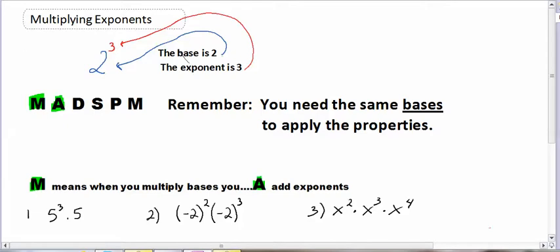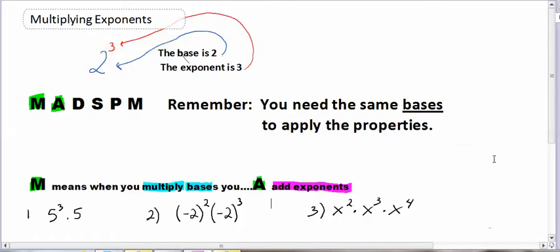So when you multiply bases, you're going to add the exponents. That's what you need to know. Multiply, you add. You're multiplying bases, you're going to add the exponents.